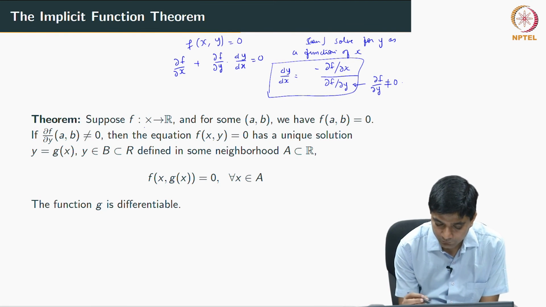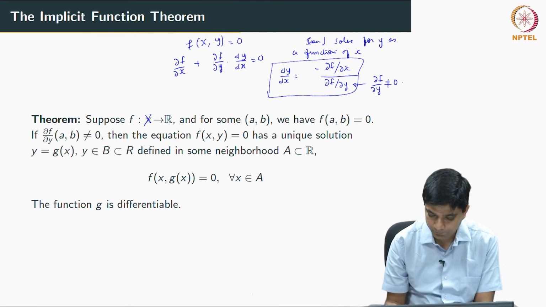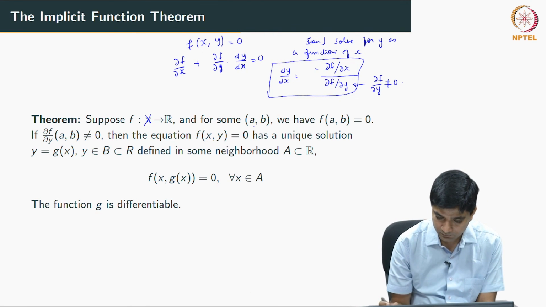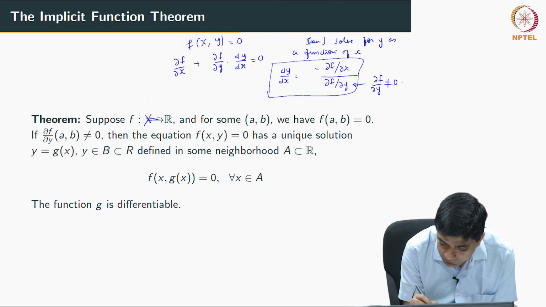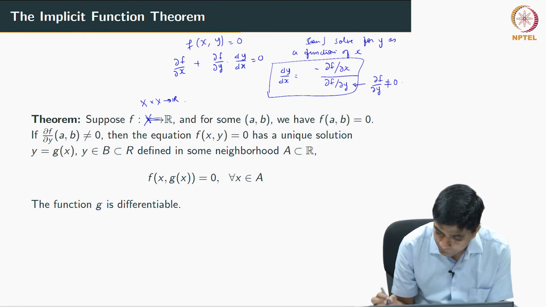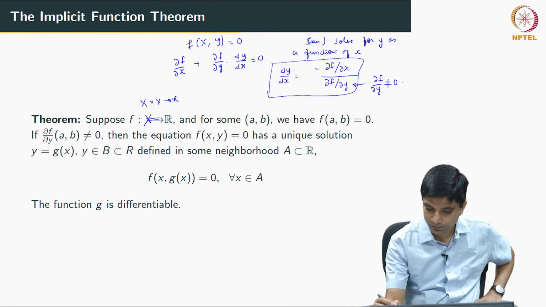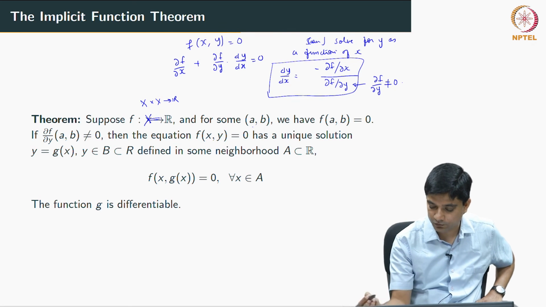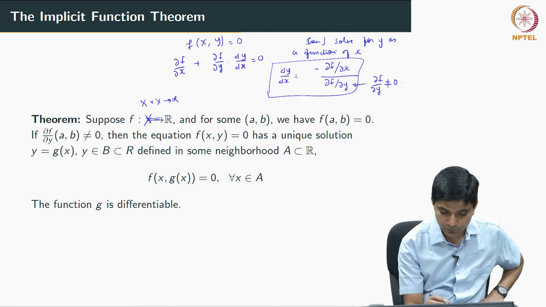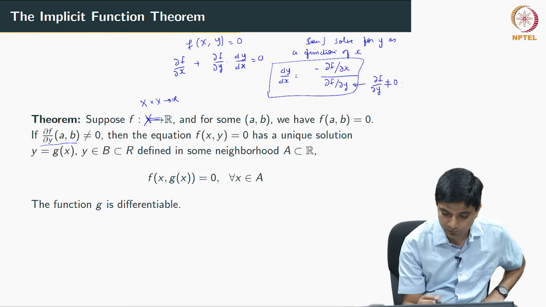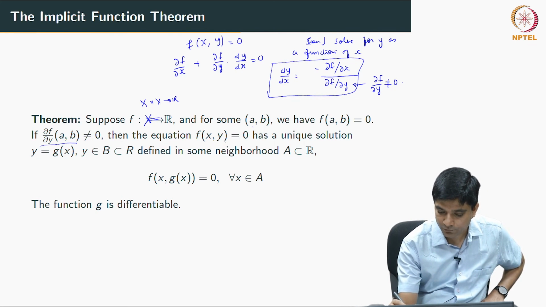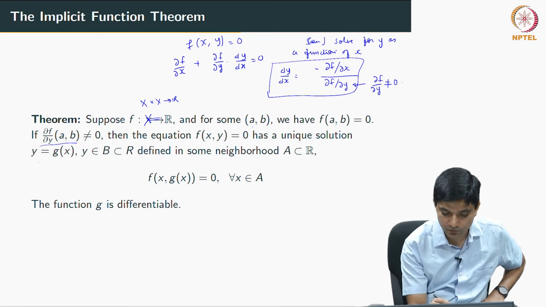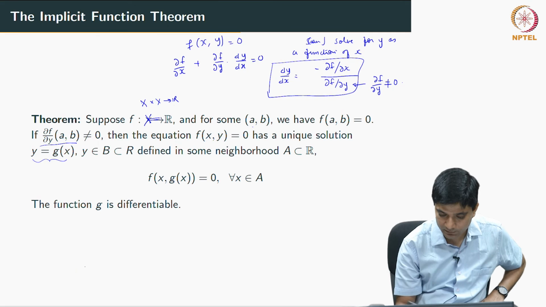So, suppose f is from R cross R to R, and for some points a and b we have f of a comma b equal to 0. There are a bunch of points you can find on the circle. So if the partial of f by partial y at that point is not equal to 0, then the equation f of x comma y equal to 0 has a unique solution y equal to g of x, where y is defined in some neighborhood B of b.